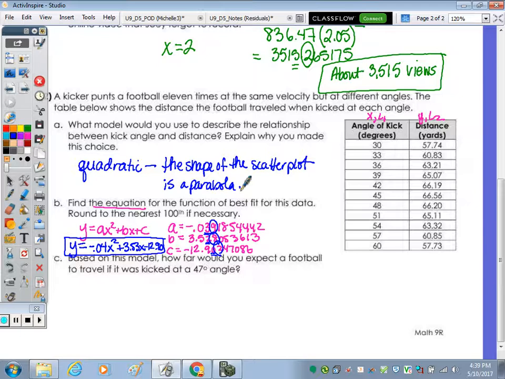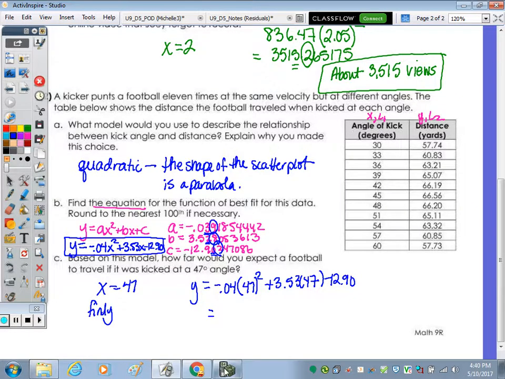And instead of saying it's a parabola, you can just state that it's a U-shaped curve. Part C. Based on this model, how far would you expect a football to travel if it was kicked at an angle of 47 degrees? So that means if x is 47, find y. So when we plug it in, y equals negative 0.04 using our equation, and then 47 squared plus 3.53 times 47 minus 12.90. So in doing the math, it doesn't say to round.